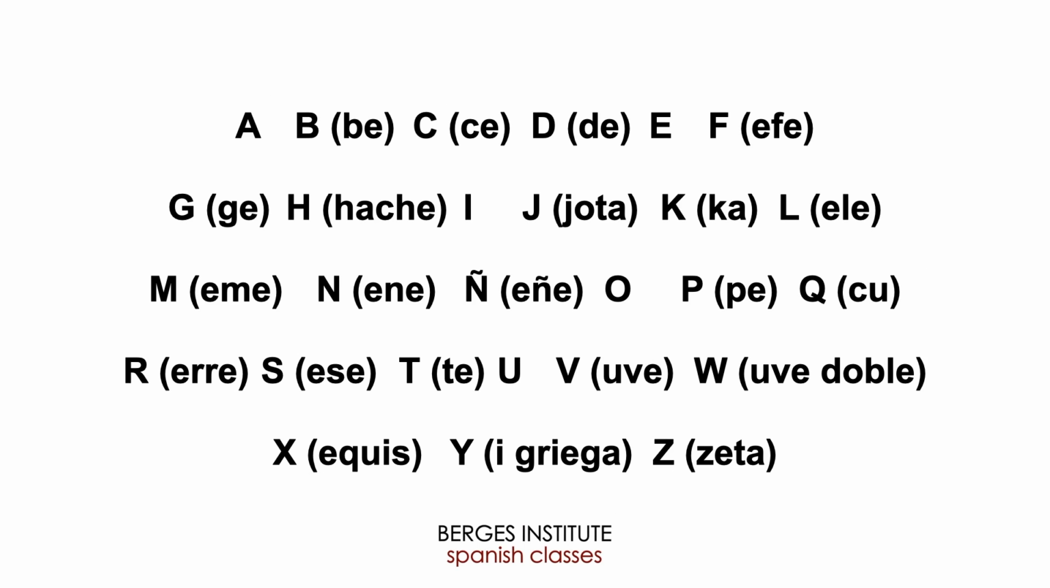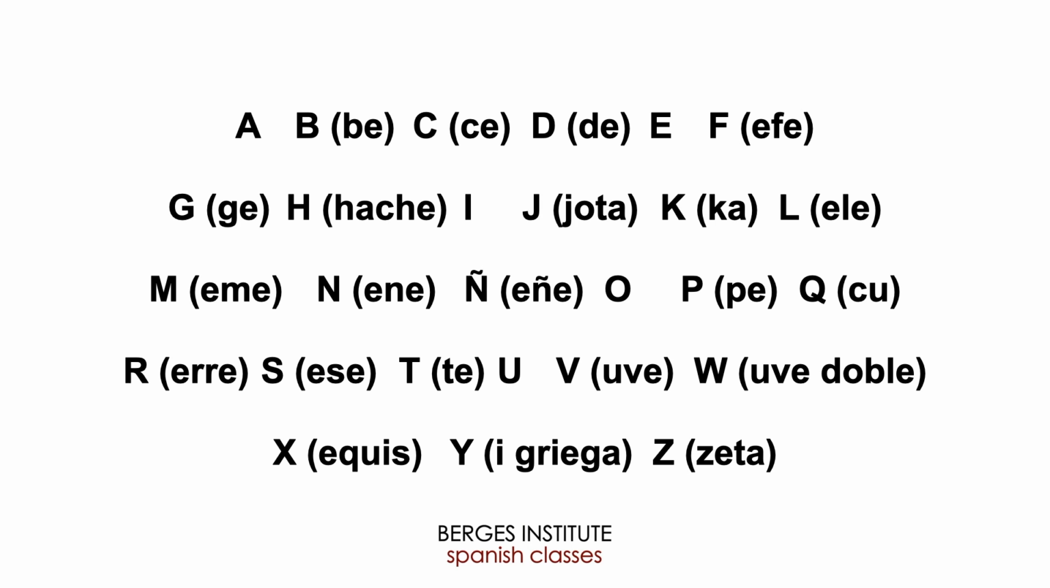Okay, so let's go through the alphabet and look at all the different letters that we have. The first letter in the alphabet is going to be A. The second one is going to be B. Next one is going to be C. Next one is going to be D. Next one is going to be E. Next one is going to be F.